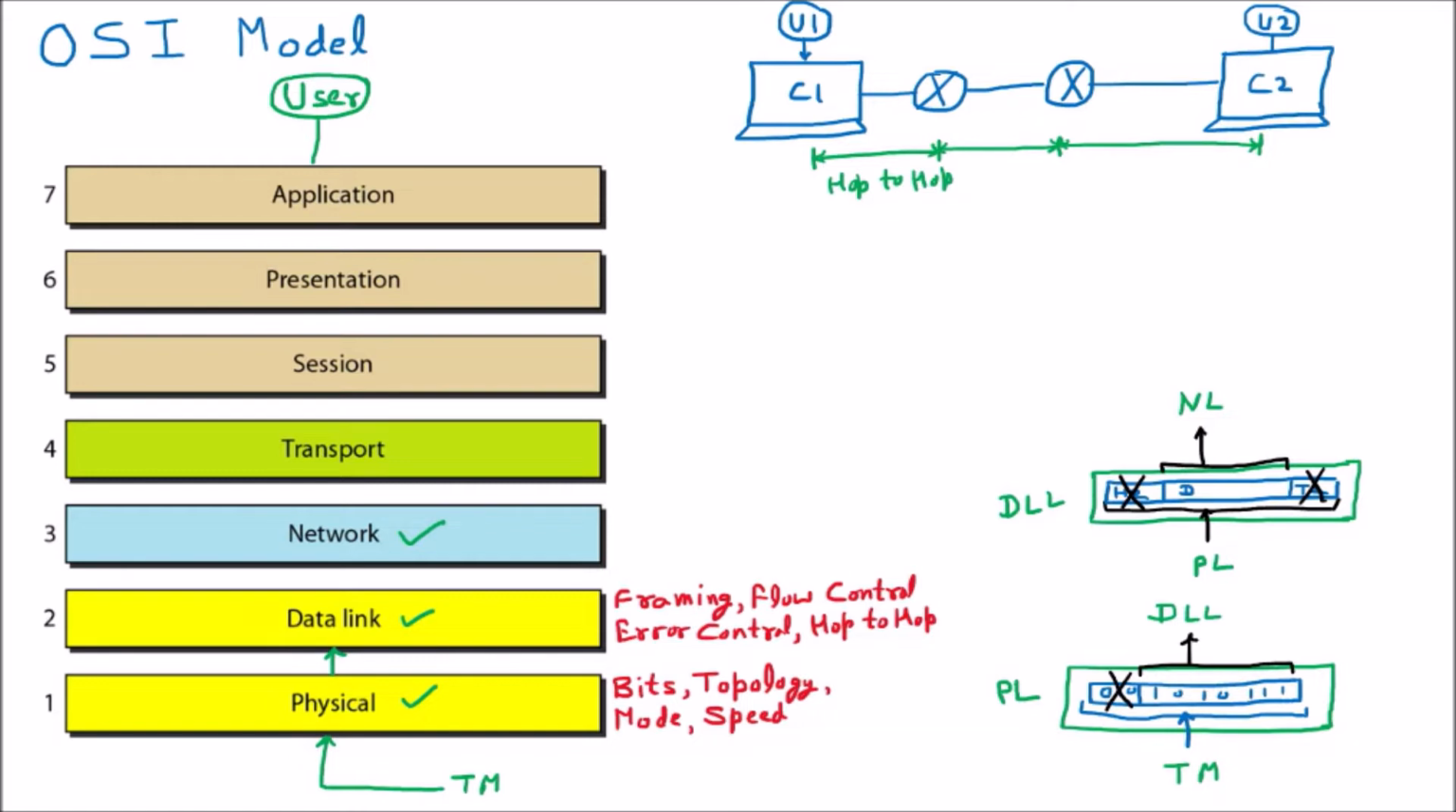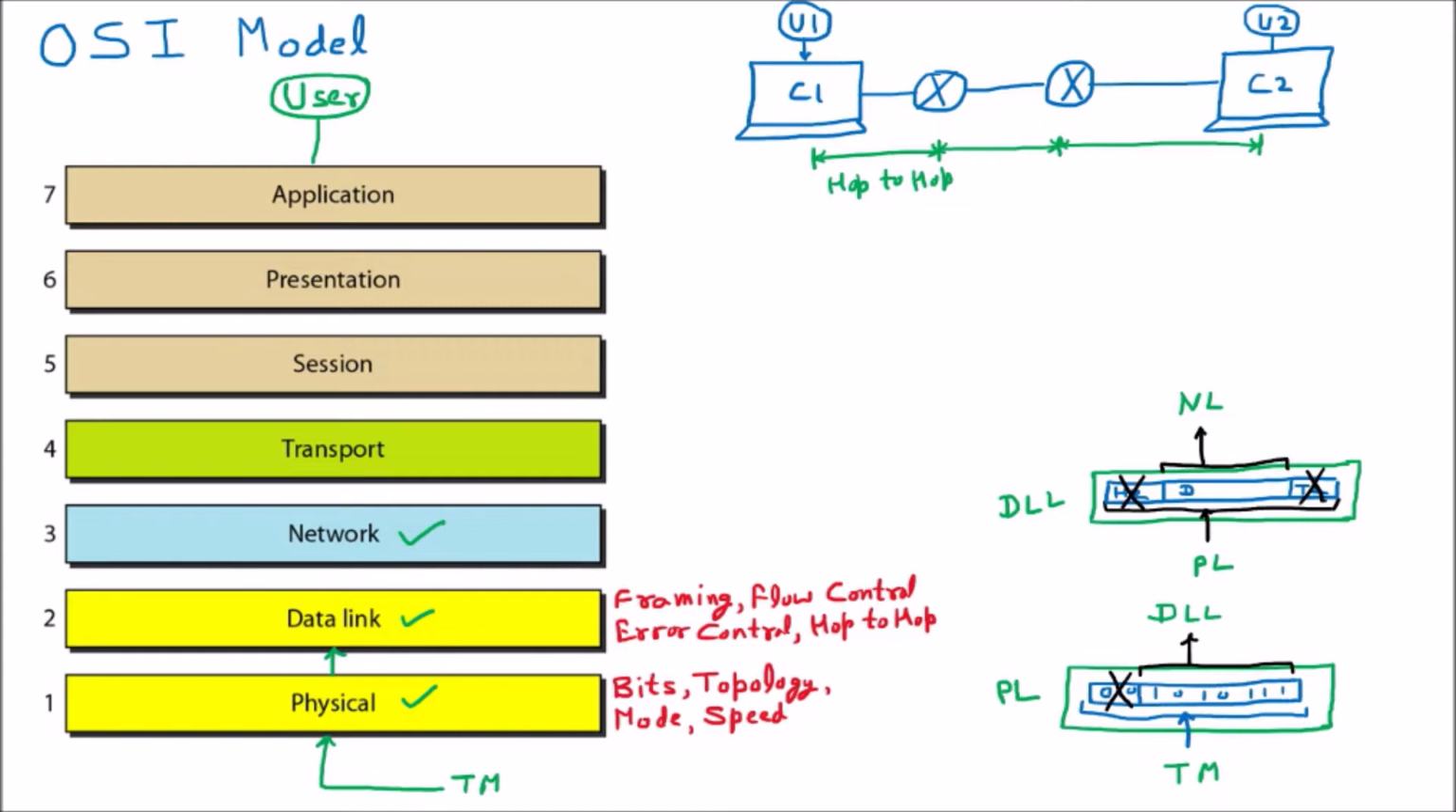So we can say that from computer to router, router to router, and router to computer, these are the three hop to hop delivery. Hop means next element. How many hops are there? So how many elements are there? So that is the meaning of hop to hop delivery. So from one device to another device, the delivery is done with the help of the data link layer.